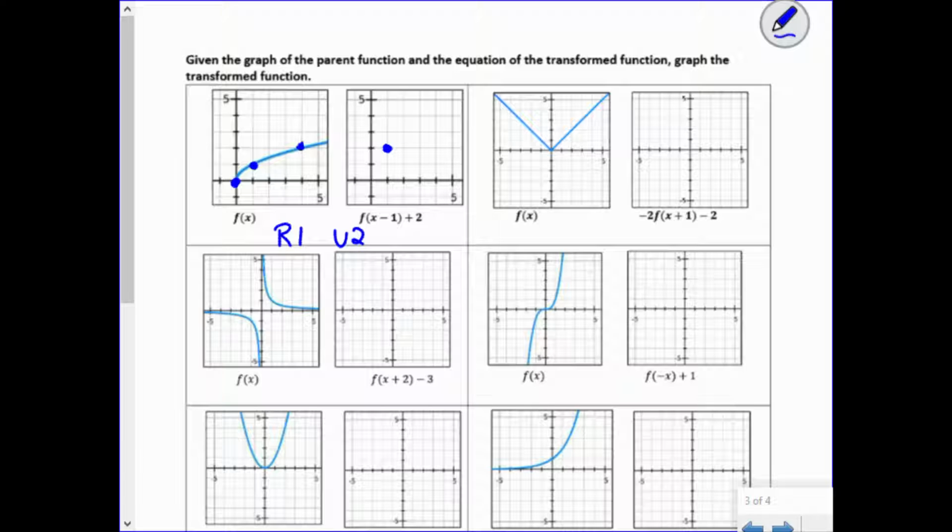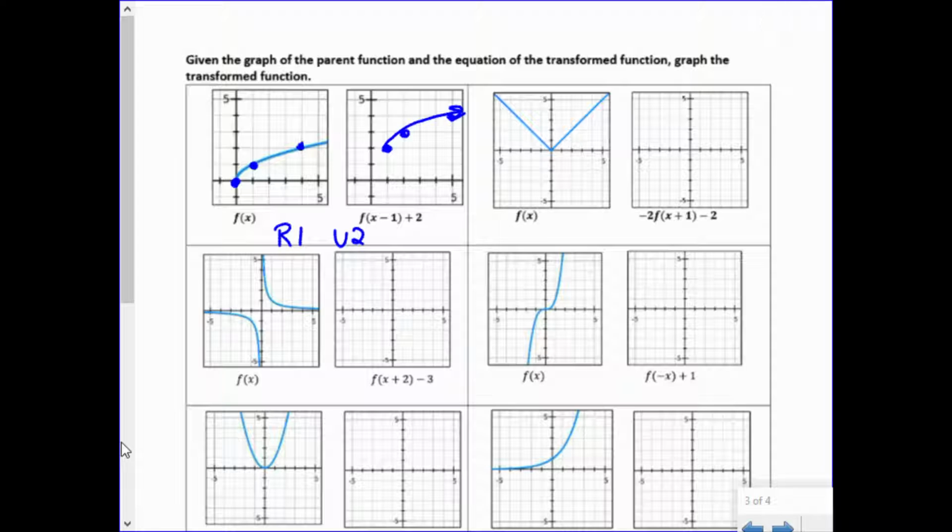If this point started at 1, 1, I put my pencil here lightly, I go right one up two, and it goes right there. This point started at 4, 2, I go right one and up two, it goes there. So find the original points, and then do the transformation for each of them one at a time, and then connect the dots. Alright, so that one's really simple. This one's like, ooh, super complicated all of a sudden.